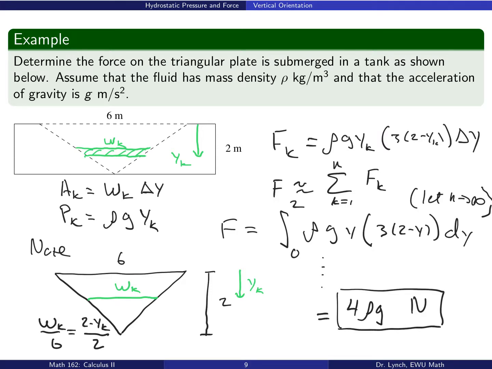And again, I want to point out here that our integral incorporates two things, right? It incorporates the fact that as y gets bigger, the depth of the fluid gets bigger. And it also incorporates that as y gets bigger, the width of the slice gets closer to 0, right? So those are sort of opposing forces in the computation of this force.